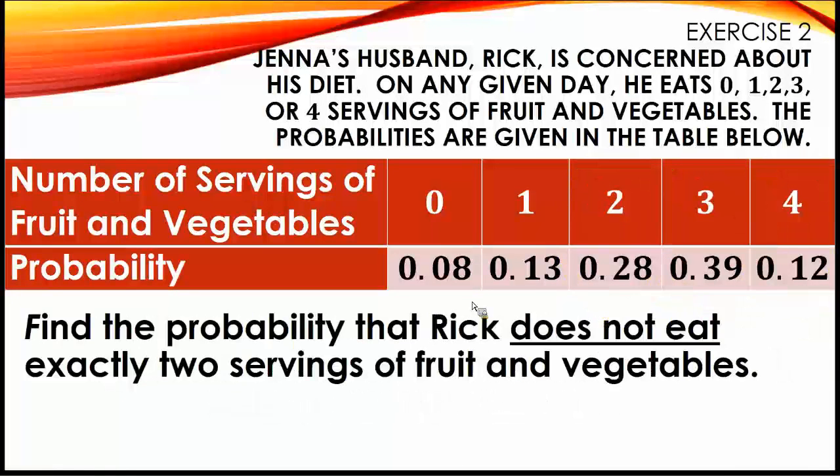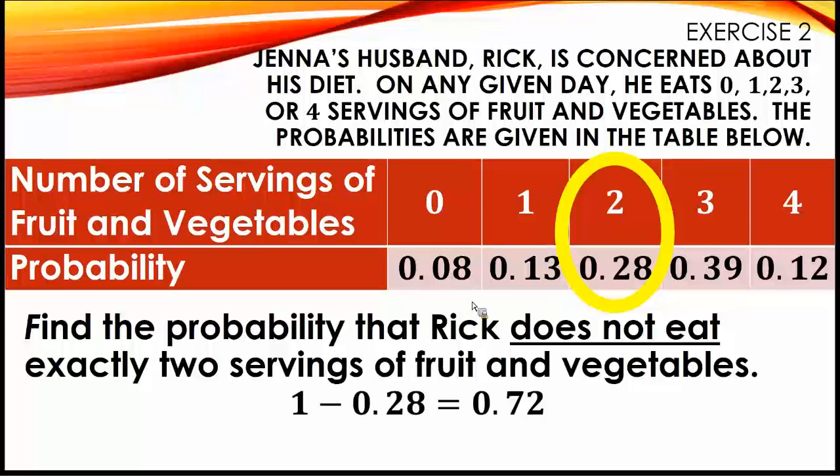Find the probability that Rick does not eat exactly 2 servings of fruit and vegetables. So we're looking at this value. However, we want it when he does not eat exactly 2 servings of fruit and vegetables. So we're going to take 1 minus 0.28 and get 72%, or 0.72.